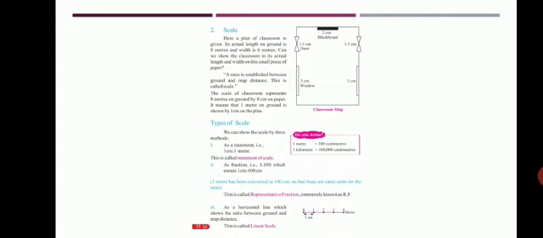Can you see in this picture here, the classroom map? 1.5 centimeter door, 3 centimeter window, and 2 centimeter blackboard. So this is the plan of the classroom, and the actual length on the ground is 8 meters and the width is 6 meters. So we cannot show the classroom at its actual length on a piece of paper.